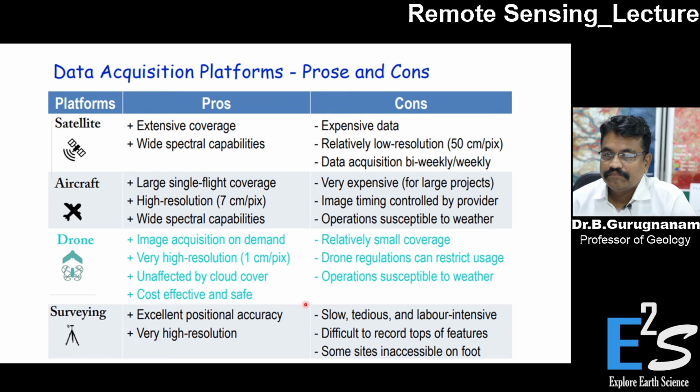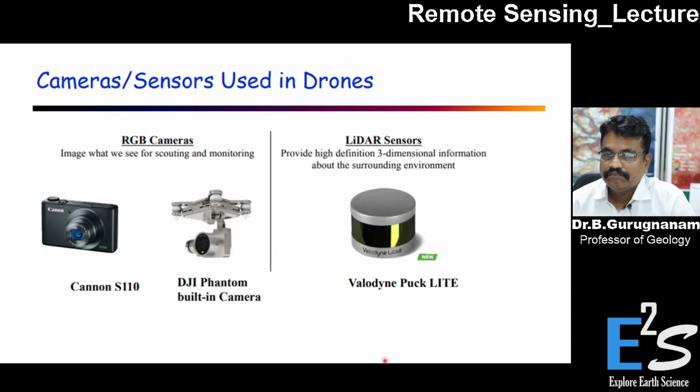Operation is susceptible to weather. Surveying has excellent positional accuracy and very high resolution, but it is slow, tedious and labor intensive. Normally this is the old technology, and people are afraid of using surveying. It is difficult to record tops and features. You cannot take photographs to understand the ground surface, and some sites are inaccessible on foot to measure everything.